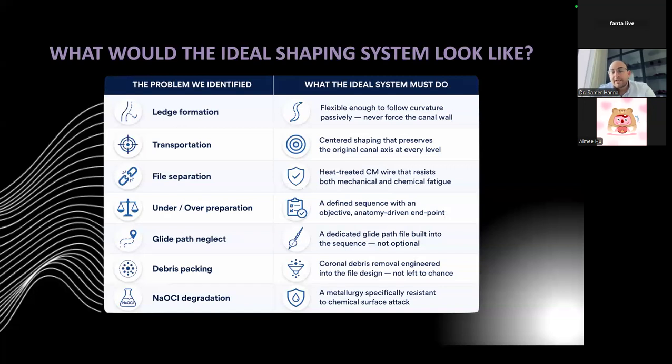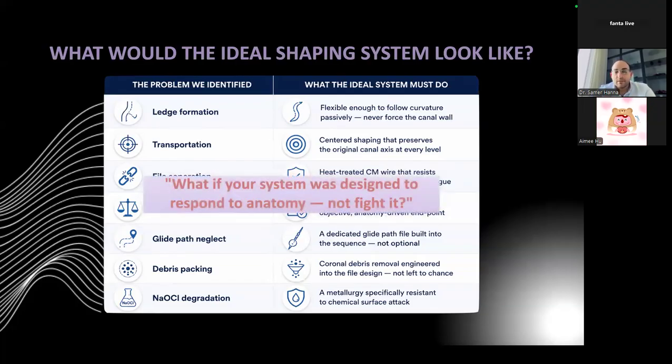Debris packing, again, as we discussed, needs coronal debris removal engineered into the file design, not just left to chance. And then sodium hypochlorite degradation, as we discussed, we need a good metallurgy, specifically resistant to the chemical surface attack that happens over the file. So all of this is how an ideal system will look in order to overcome such problems.